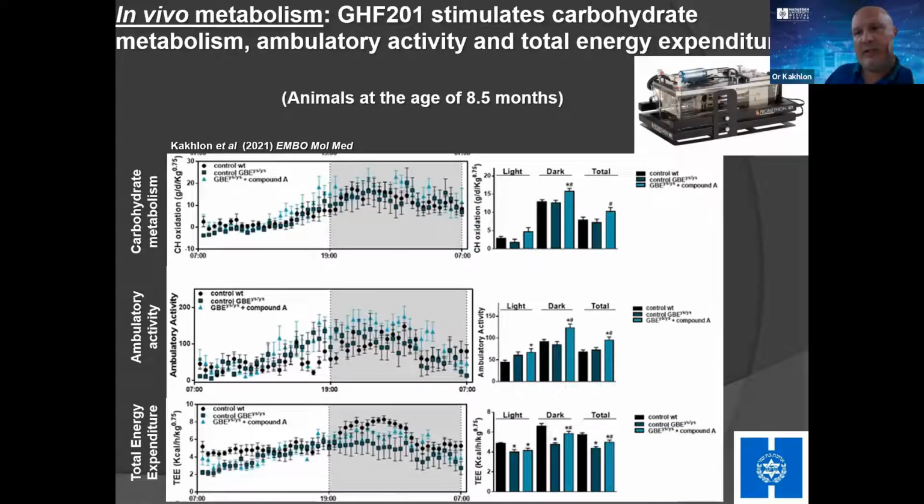And then we looked at the in vivo metabolism of the animals. We used very advanced metabolic cages, which can measure the movement of the animals, the gas exchange, and so on. It's a very sensitive tool. And we saw that treated animals increased their level of carbohydrate metabolism and their ambulatory activity, which reinforced our results in the open field, and also their total energy expenditure.